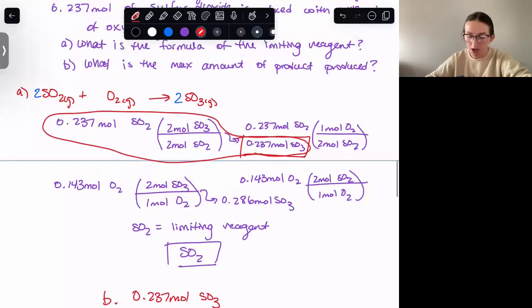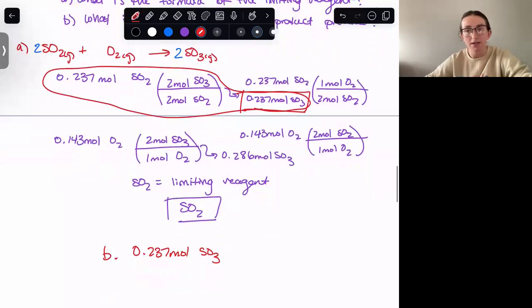So when they ask you, what is the max amount of product produced? The maximum amount is if your limiting reagent gets fully used up. And we found that when we asked ourselves, what is the limiting reagent, when we solved for how much product could be produced. Does that help, Natalie, a little bit?